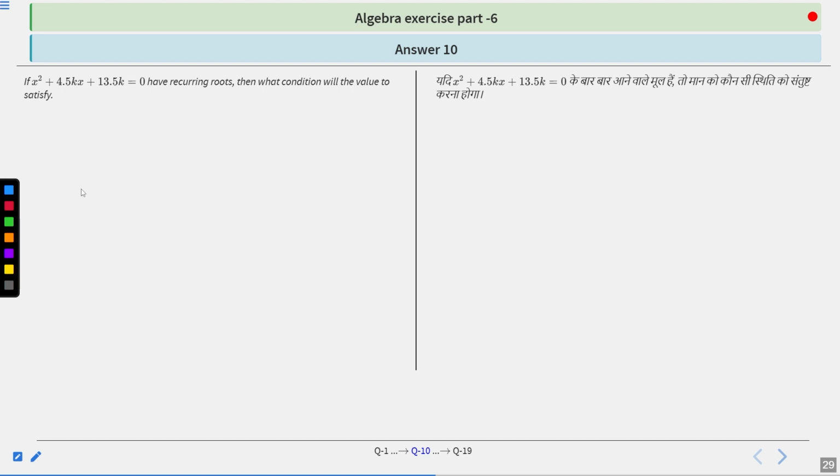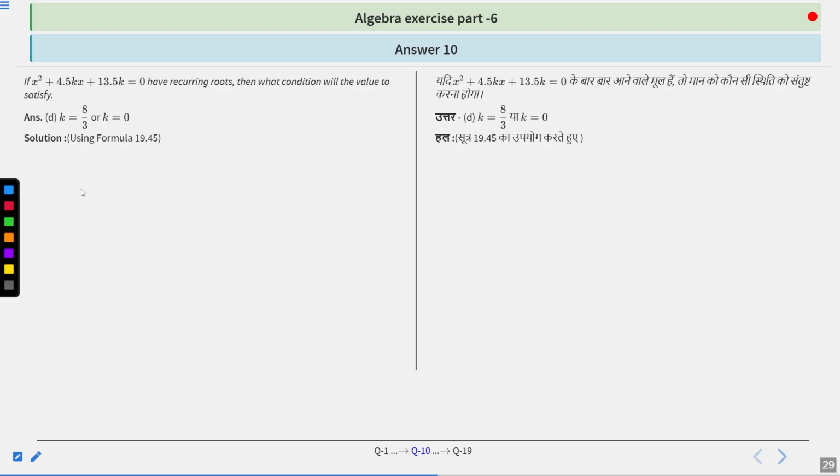Now, we were given a quadratic equation, that is x square plus 4.5kx plus 13.5k equal to 0, and it was said that they have equal roots. Then we have to find what condition the value of k will satisfy. Answer to this question is option number D, k is equal to 8 upon 3 or k is equal to 0. Now let us look at the solution of this question.